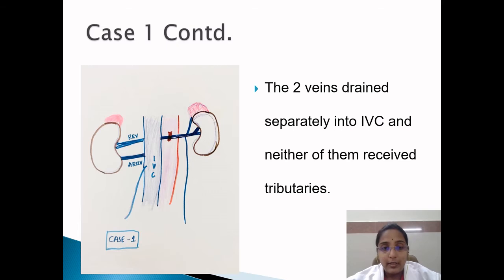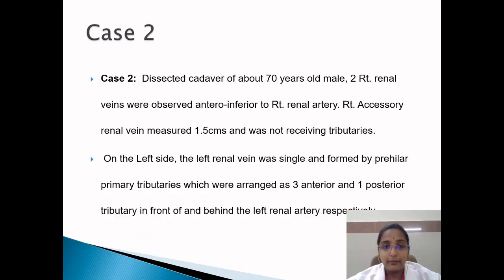This is a pictorial picture showing the case 1 study. Here we have observed the 2 renal veins. One is a right renal vein and this one is the accessory right renal vein draining into the inferior vena cava. And this one is the left renal vein. It is draining directly into the inferior vena cava.